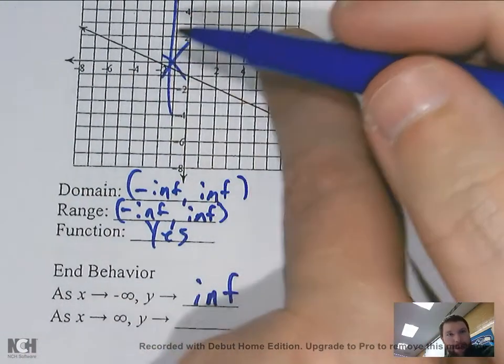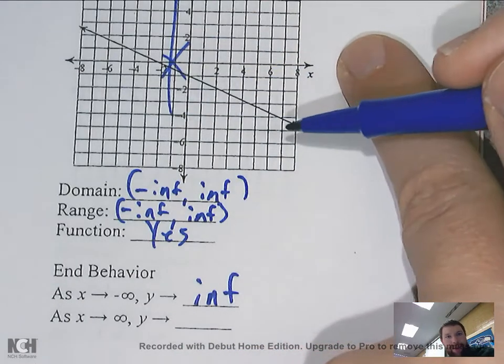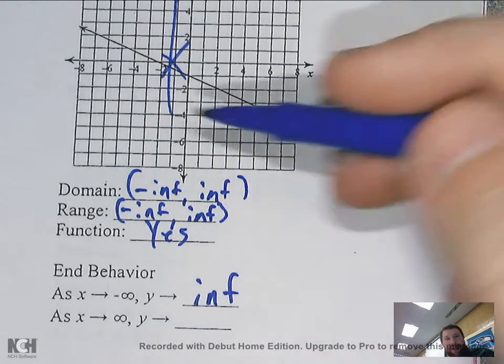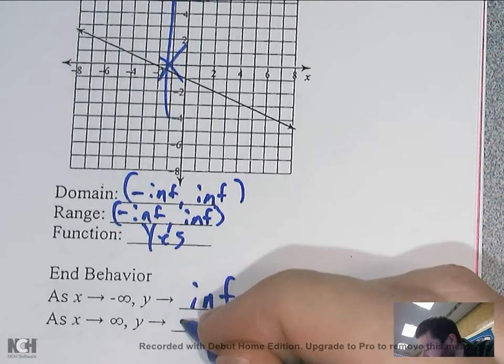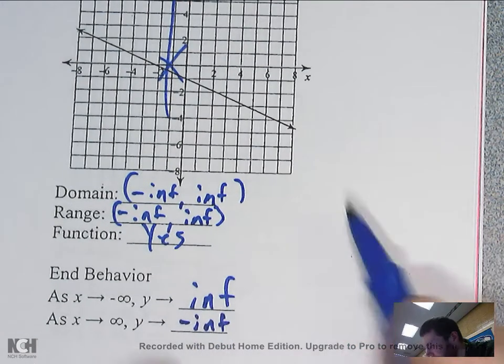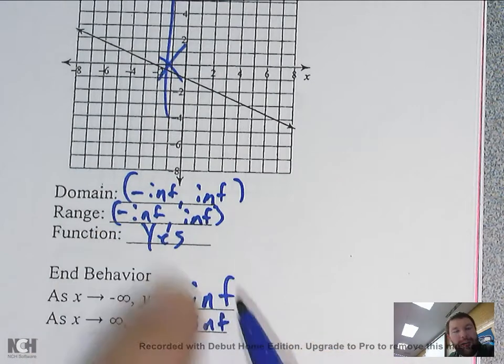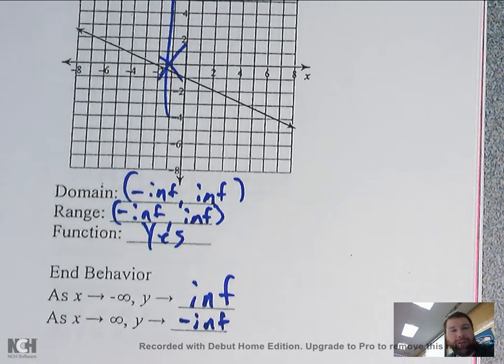And as we go right to the positive infinity on the x, y is going down. That's the negative direction on the y-axis, right? So that would be going to the -infinity. Again, just those two pieces of the range, just written down there. Okay? All right, that's domain and range and end behavior.